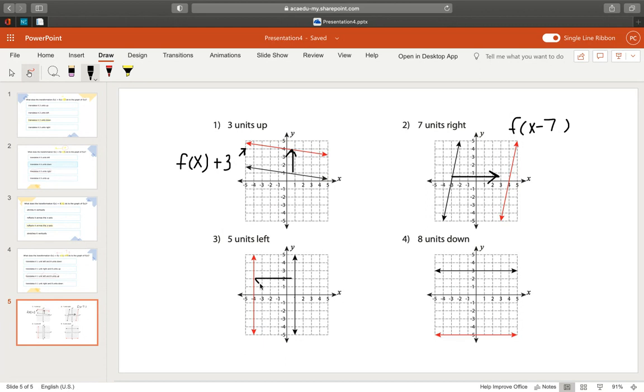If we want to go to the left, again, this is a horizontal shift. So we're going to be working inside the parentheses. To go to the left, we must add, and we want to go 5. So we would add 5 inside the parentheses. And then lastly, if we wanted to translate down, we're going to work outside of the parentheses. So we're going to have f(x), and then to go down 8, we would simply subtract 8 outside. So here we started with the graph, and we were able to work our way backwards to figure out the equation that created that graph.